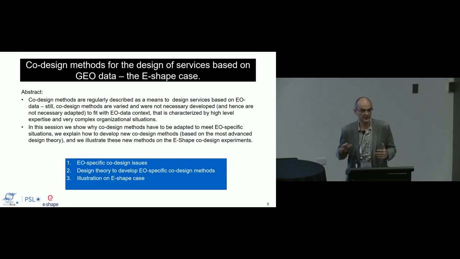How will we organize this talk? In the first part, I will insist on the EO-specific co-design issues. There are methods of co-design. I will shortly go through them, but they are not exactly adapted to Earth observation data specificities, and we have to underline this. Then, based on this, we explain what could be an EO-specific method, and I will give a brief illustration of this in the E-Shape case, E-Shape being a very important project funded by the European Commission in the H2020 framework, where we have 27 pilots providing Earth observation data and developing services with users.